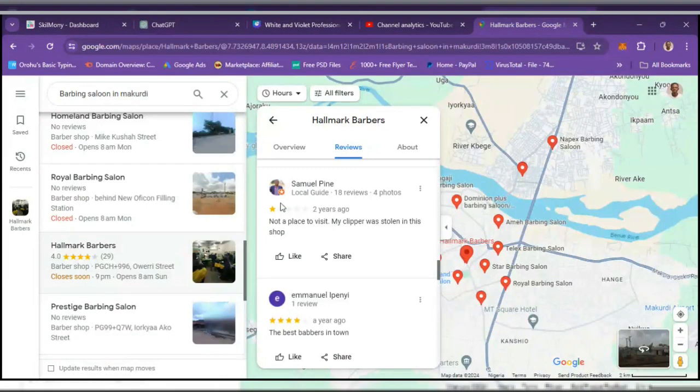Look at what this person dropped. Not a place to visit. My clipper was stolen in this shop. Now, this is an idea. From the research, it means people have been stealing clippers from this shop. Maybe I can use this to create a caption: we don't steal clippers in this shop, come and buy here. If I use this, and this person encounters my shop, this person is going to feel like, wow, these people claim they don't steal clippers here, or maybe they are patronizing, right?